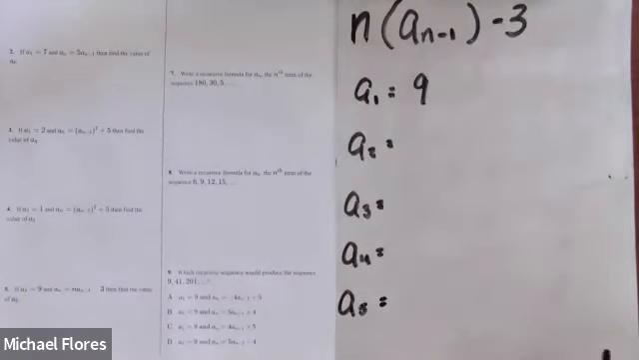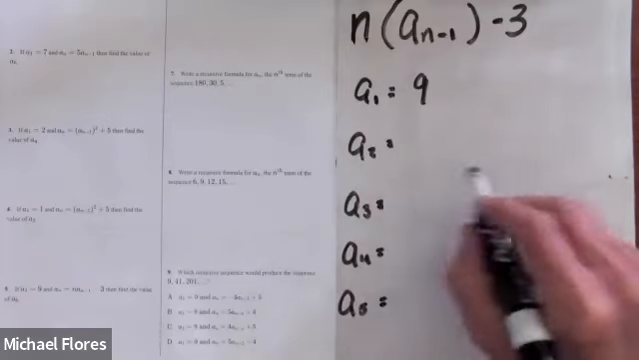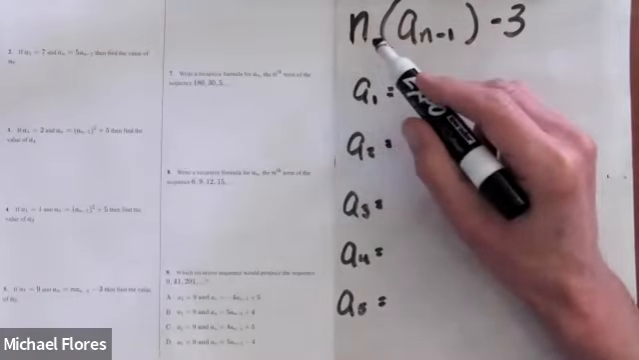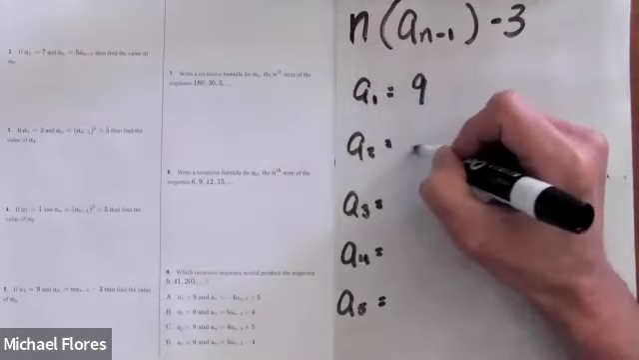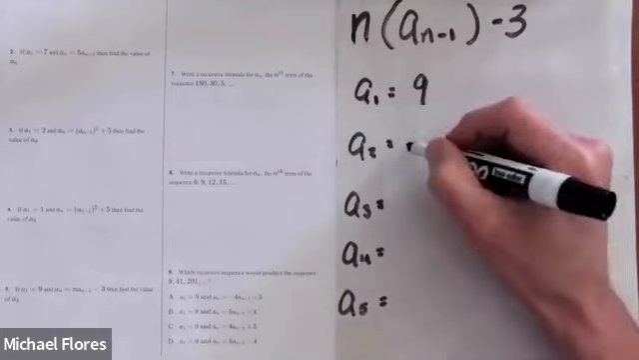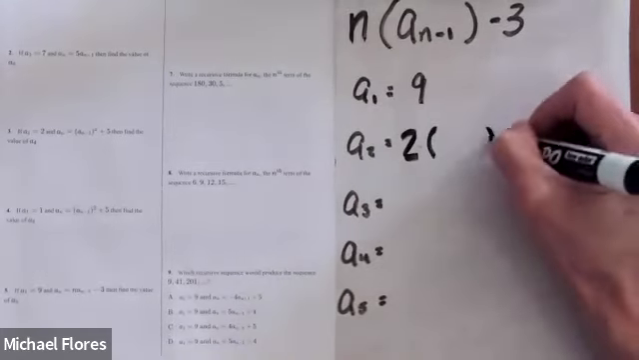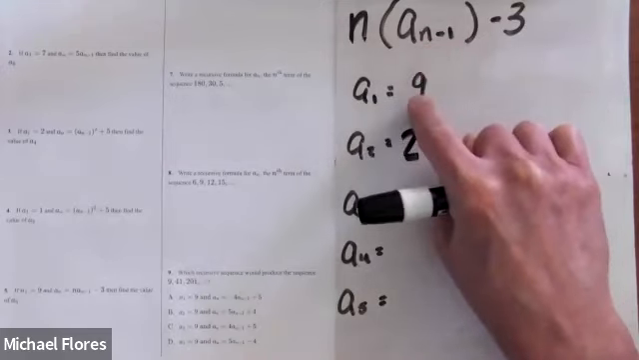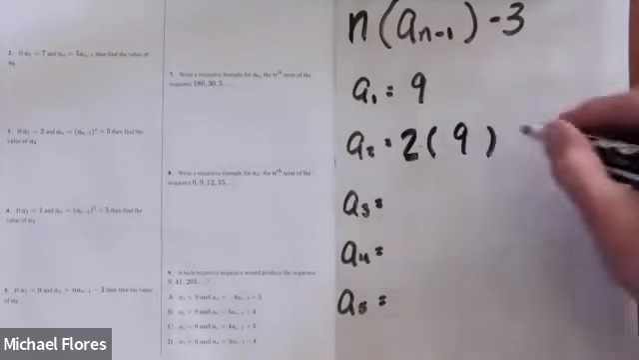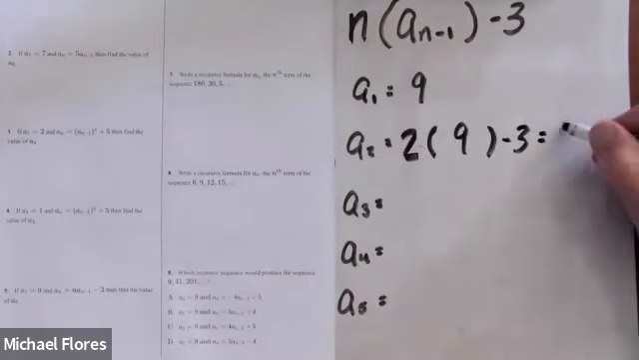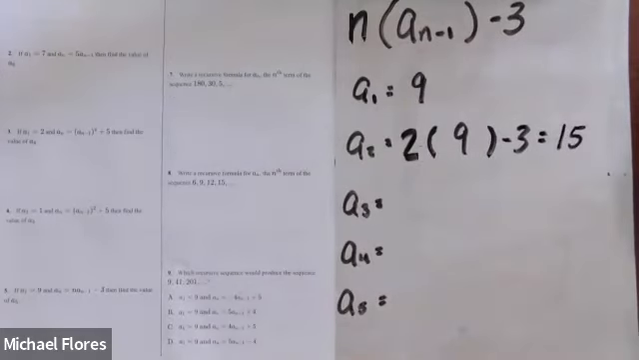Now, here's where it gets a little bit different. To find the second term, look at the formula. It begins with n. That number represents what term are we currently on? We're currently on the second term. So we need to start with 2, open parentheses. And remember, this simply means what was the previous answer? Previous answer to this term was 9. And then subtract 3. 18 minus 3 is 15. So that's our answer here.